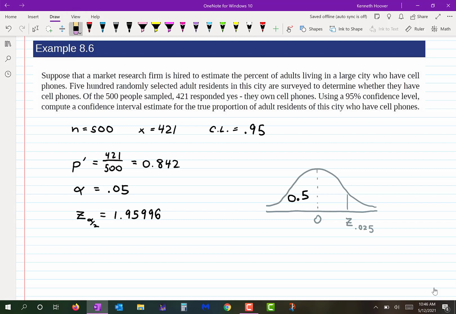here, let me explain that. Here, let's erase this. Let's start with this. Alpha over 2 is 0.025. So that means we want this area right here to be 0.025. We already know that this area over here is 0.5. So what would this be right there? That's the question. Okay. That would be 0.475, right? That's the number we would look up in the table.